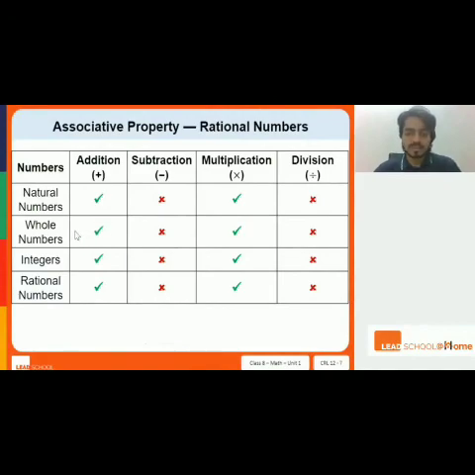So this is the final table. Now that we have seen the associative property for different number collections, let us practice a few problems using it. Okay, you will solve these questions in your notebook.